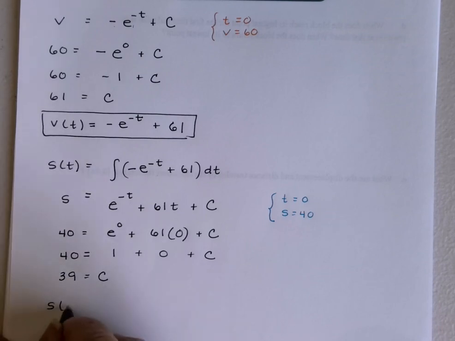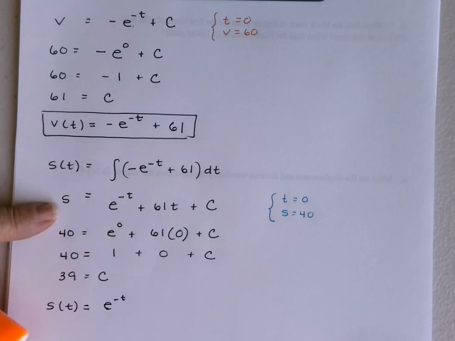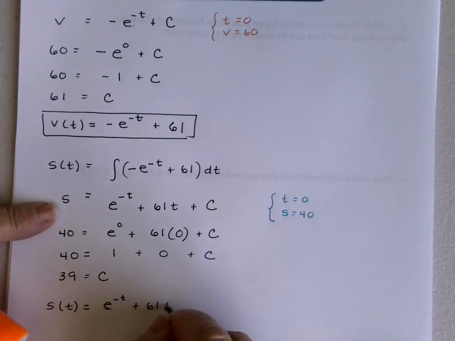So my position equation, s of t, is e to the minus t plus 61t plus 39.